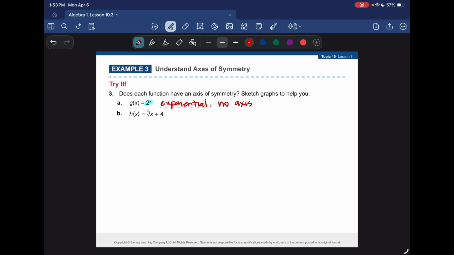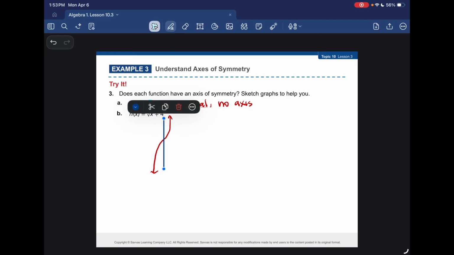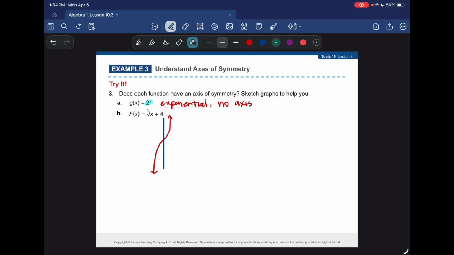And this is a cube root function. Now, you might think that a cube root function could be symmetrical. But it's not. If I were to divide this with an axis of symmetry, this would just be reflected over here. It would not match up with this part of the graph. So it is not an axis of symmetry.